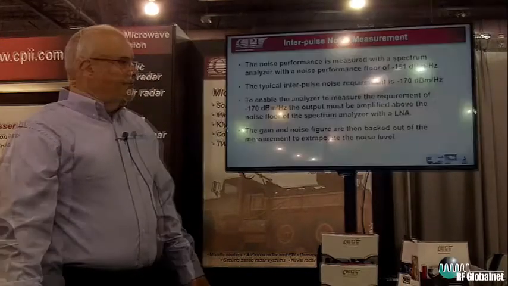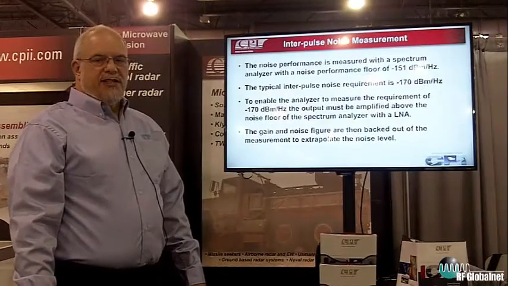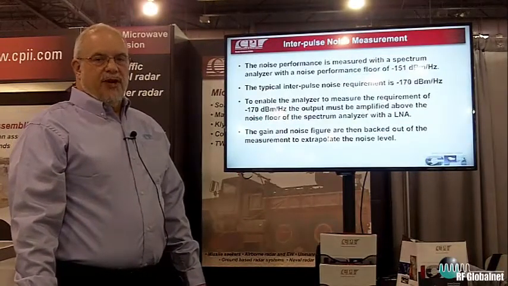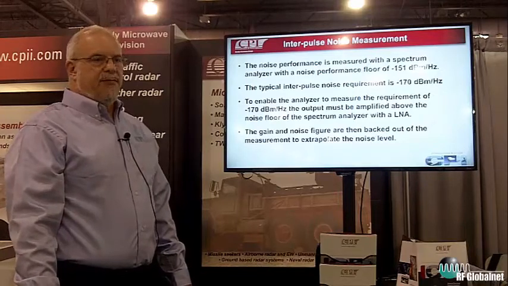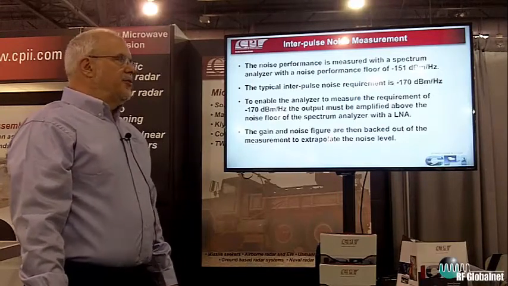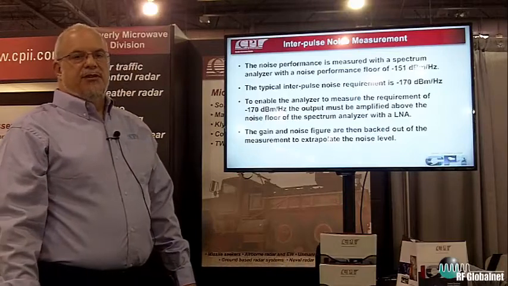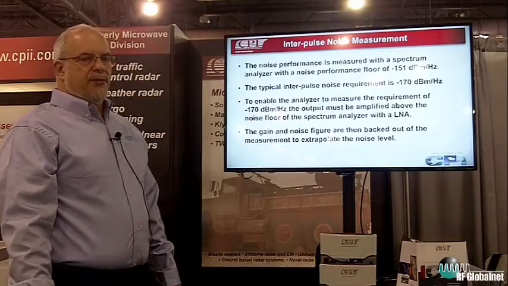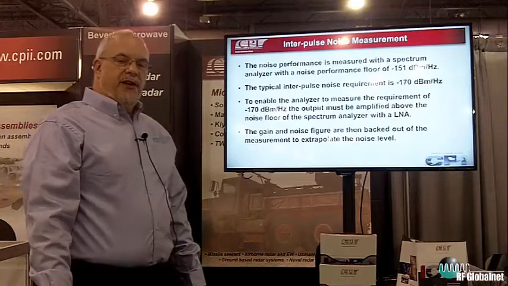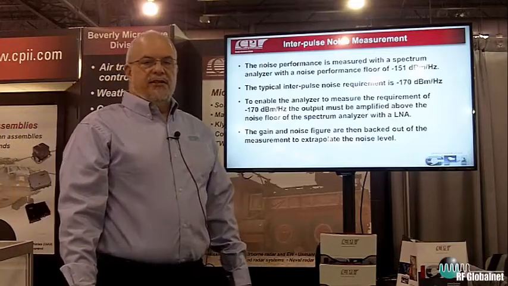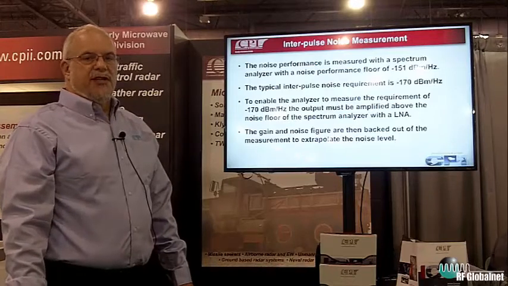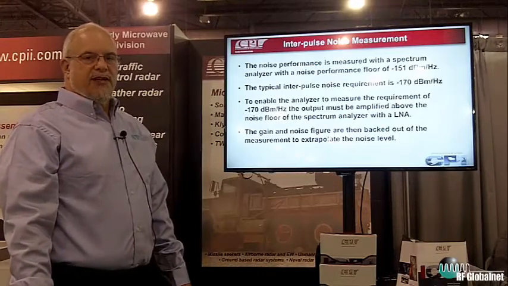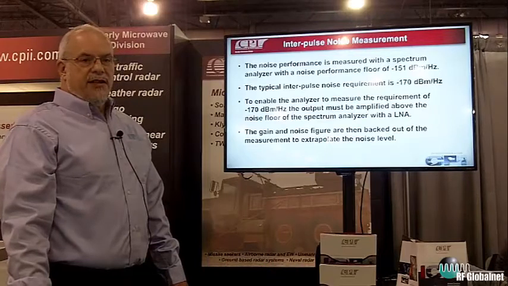per hertz. So this represents a noise measurement problem when you're trying to measure the noise with standard test equipment. The typical noise floor of a spectrum analyzer is minus 151 dBm per hertz, and the signal we're trying to measure is at minus 170 dBm per hertz. So there's a 20 dB difference between the noise floor of the analyzer and the measurement.